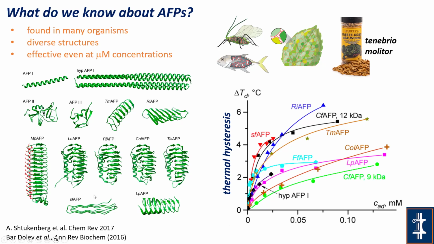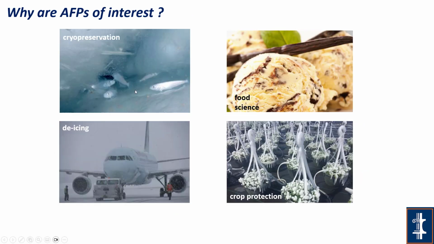Antifreeze proteins have a lot of different structures. In many cases, they have these rigid motifs. They often have these repeat units, length scales that are commensurate with the repeating patterns of the ice crystal lattice. Why are we interested in antifreeze proteins in the first place? Well, there's a lot of potential applications in the areas of cryopreservation, in food science, crop protection, and in de-icing of planes.